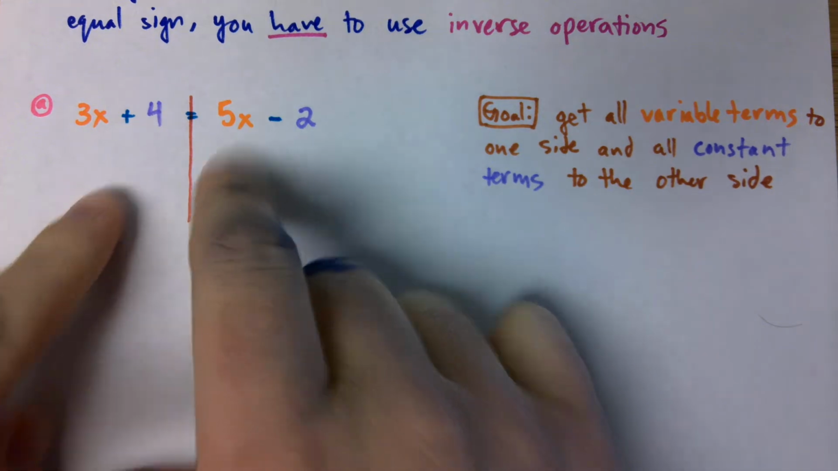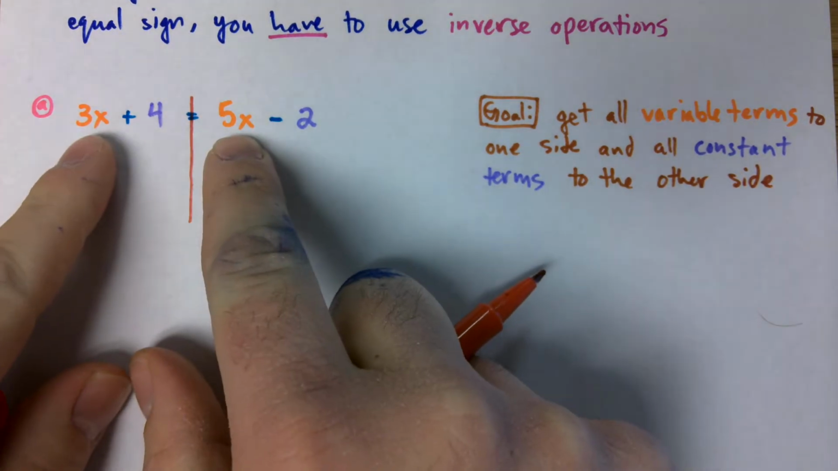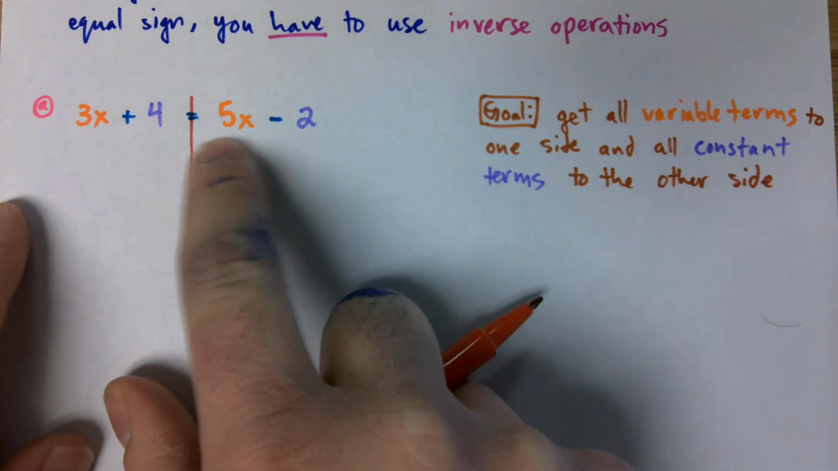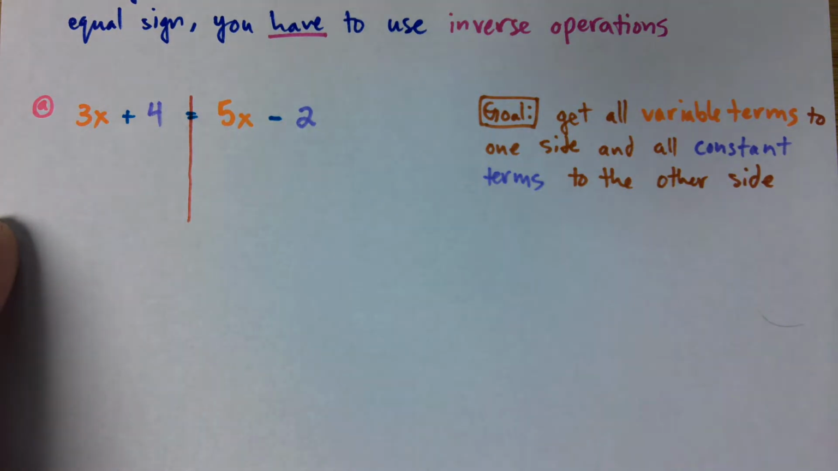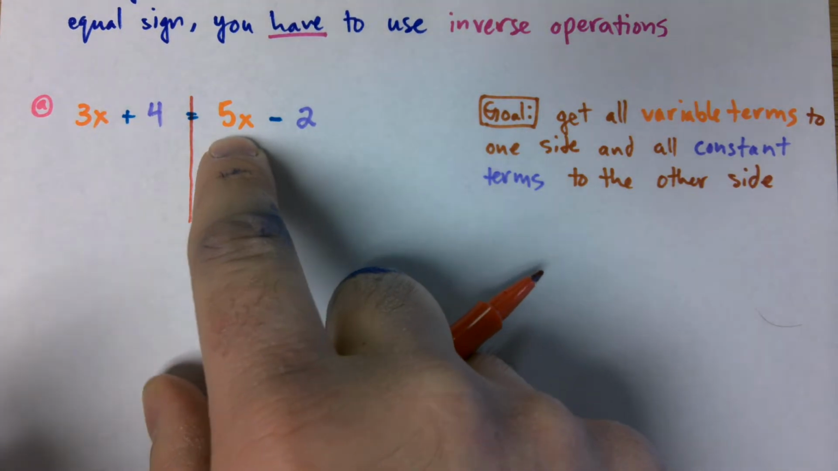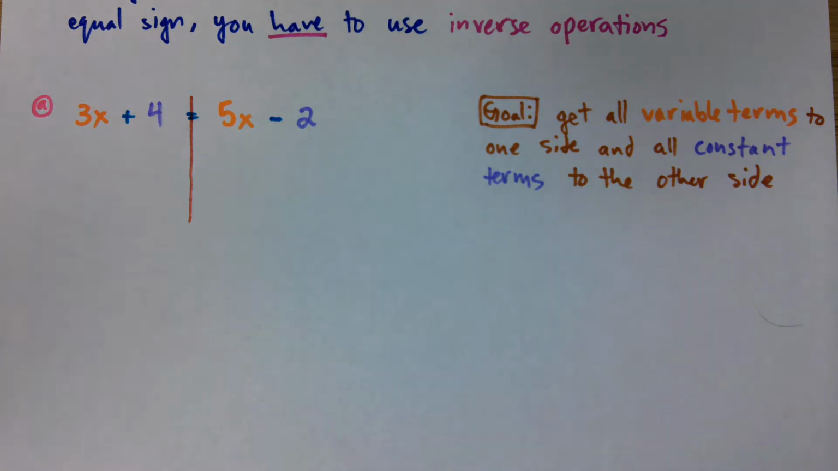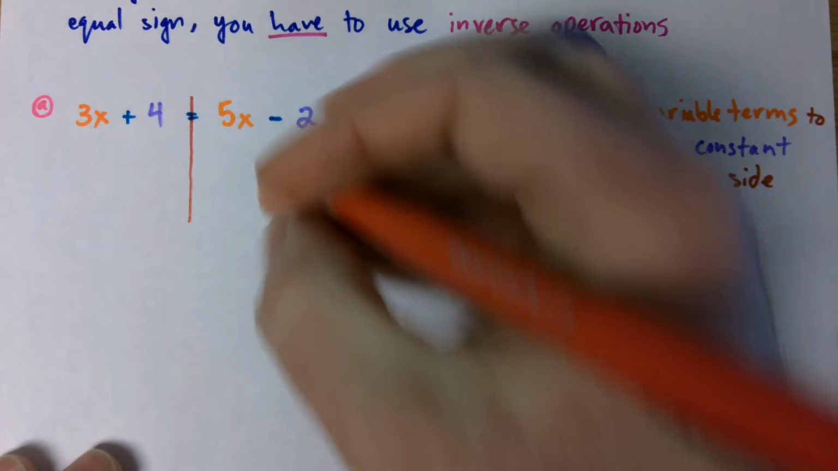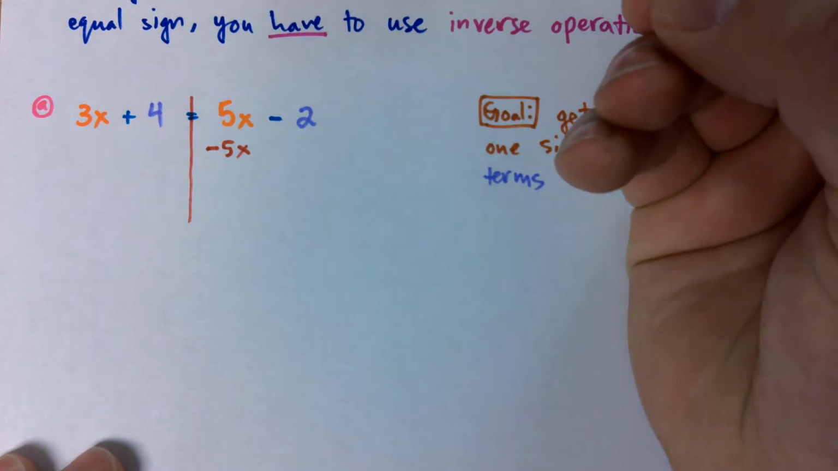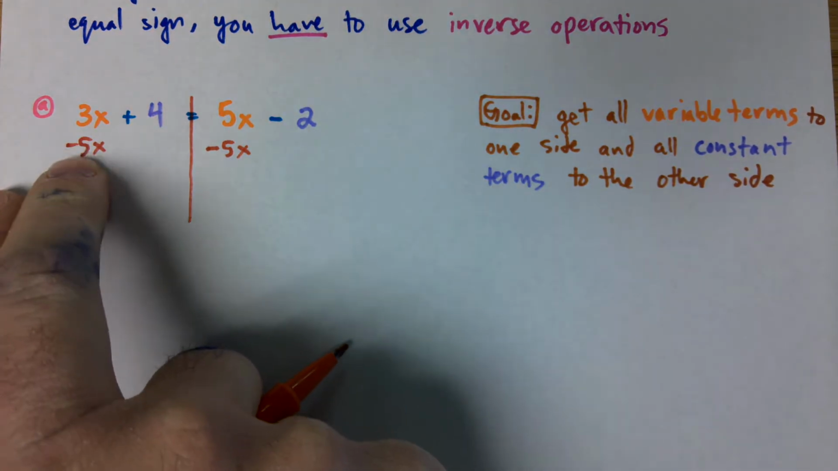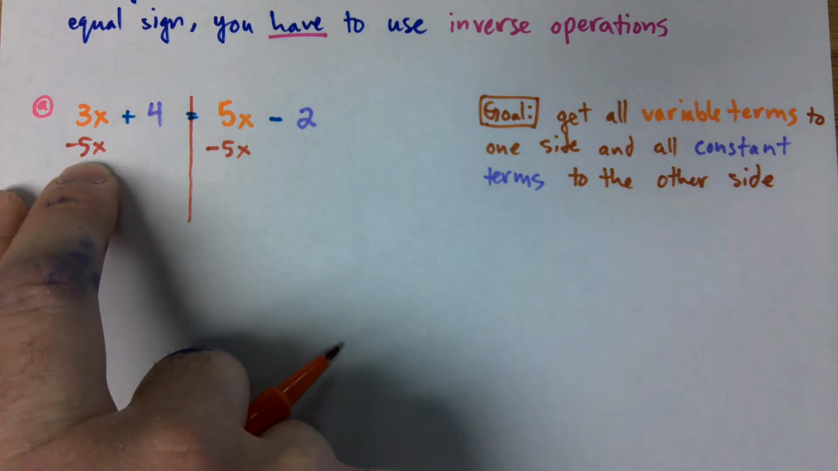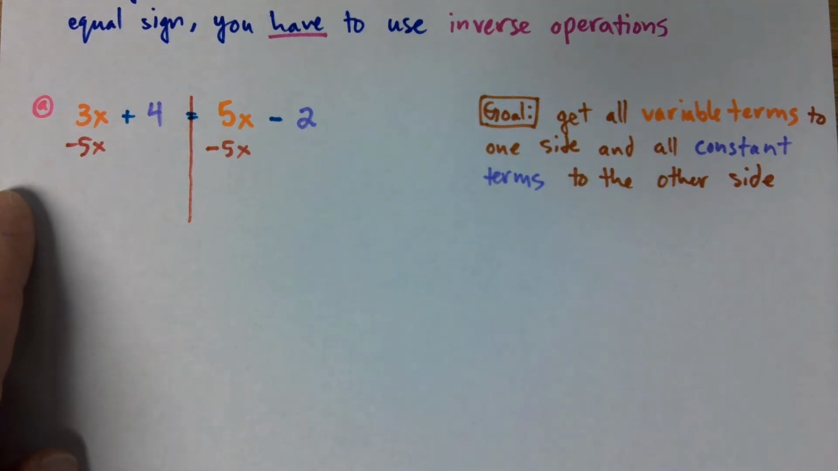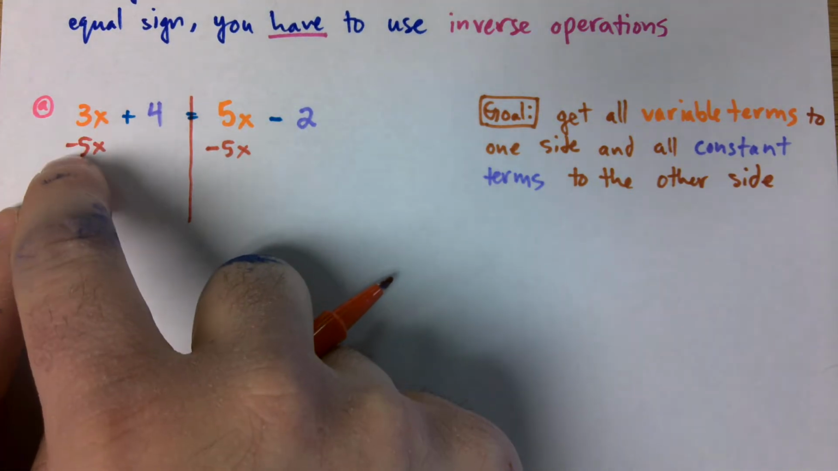So let's go ahead and move our variable term, 5x, over to the other side. If we have positive 5x on the right-hand side and we want to move it, we're going to have to do an inverse operation, right? What would the inverse of positive 5x be? Minus 5x, right? So we're going to subtract 5x from both sides. And we want to make sure that our 5x is written in line underneath 3x, okay? We're subtracting 5x from 3x, not from 4, from 3x.